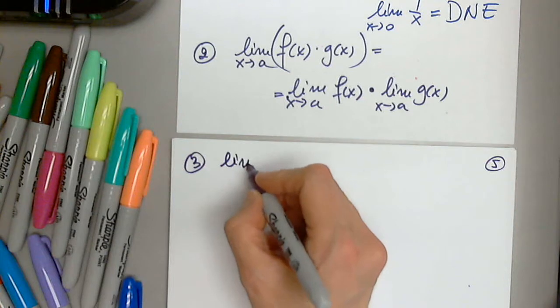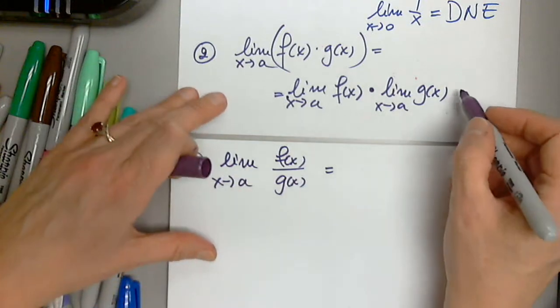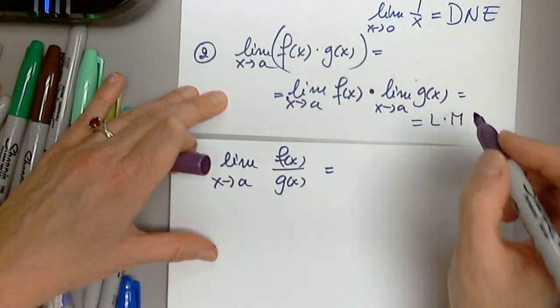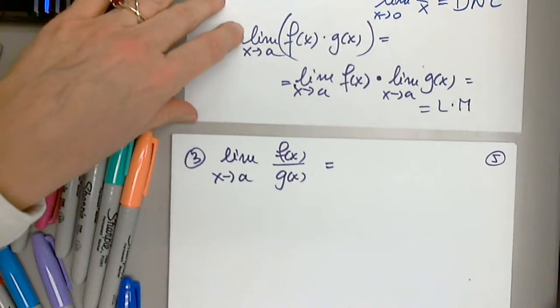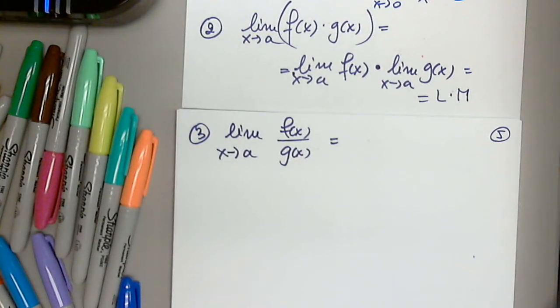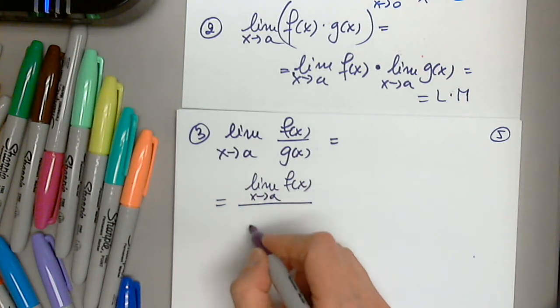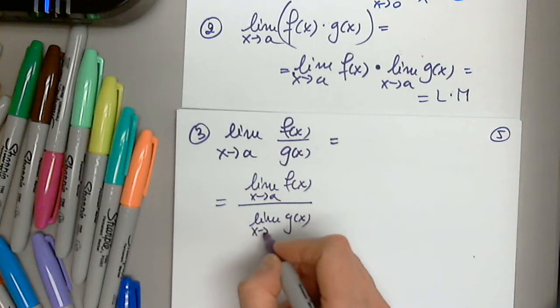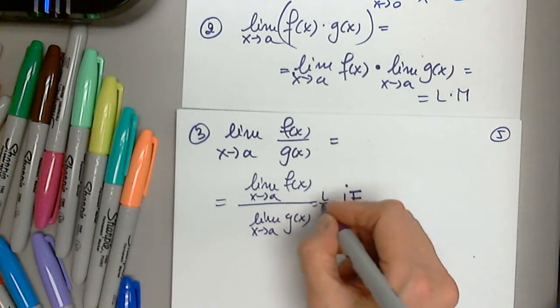Number 3, limit of f of x divided by g of x as x approaches a. And of course, I forgot again, L times m. Now, what do you think in this case? The limit of a ratio. What will this equal? Of course, the limit of f of x as x approaches a from either side, and the limit of g of x as x approaches a from either side. And of course, I forgot to write L over m.